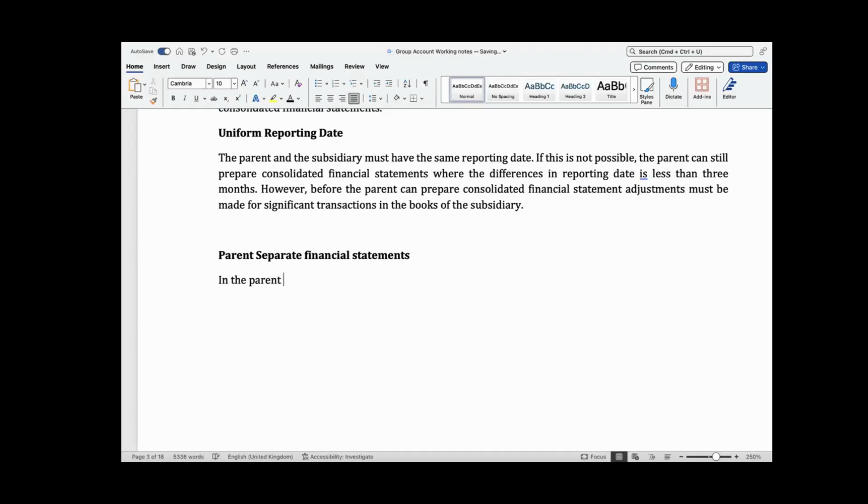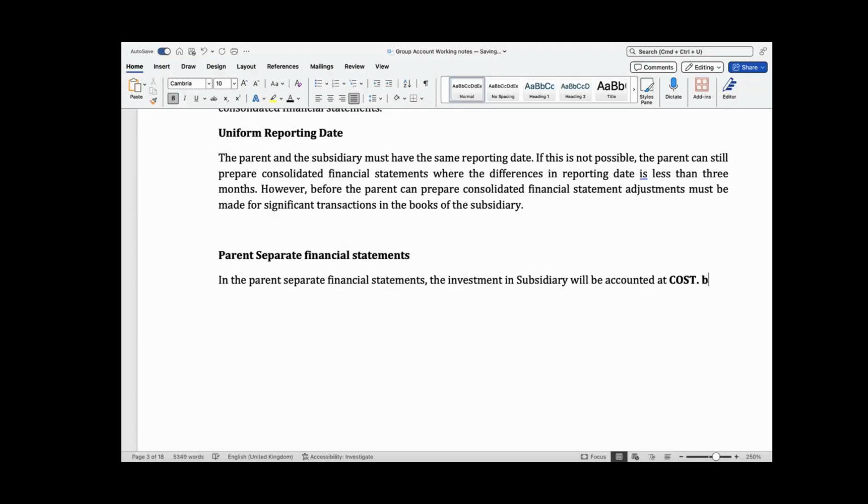So in the parent separate financial statements, the investment in subsidiary will be accounted for at cost. So he has to put it in his, that investment in subsidiary. He will just recognize it in his financial statement at cost, meaning the amount he paid to buy that subsidiary. He will just put it under non-current asset as investment in subsidiary.